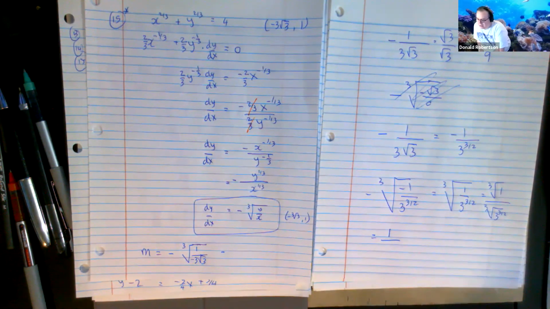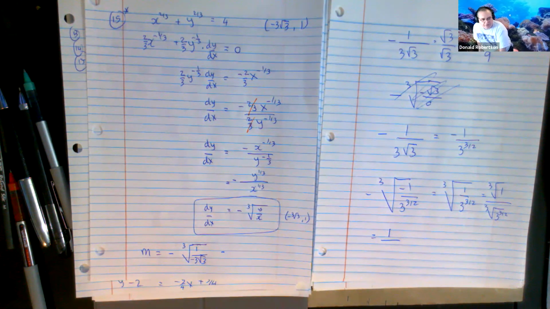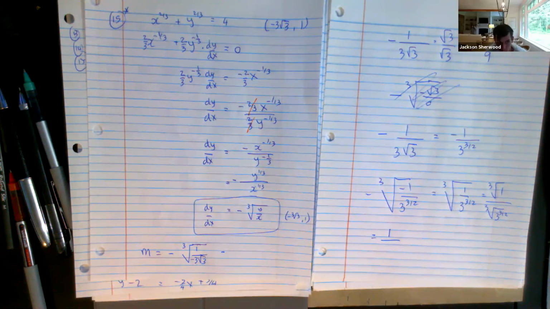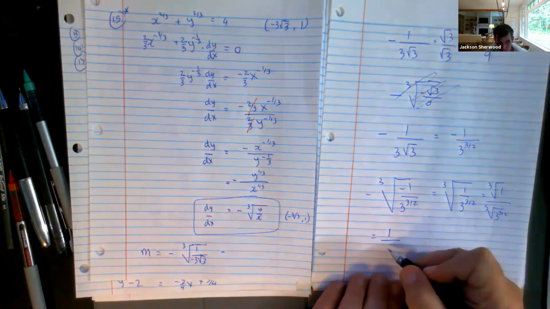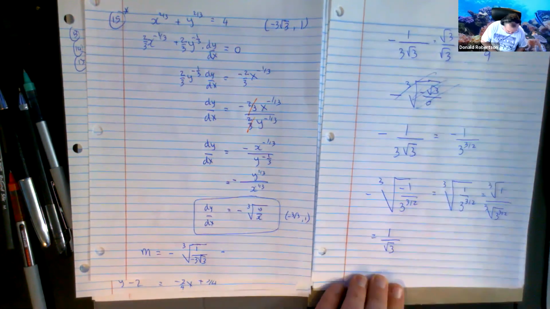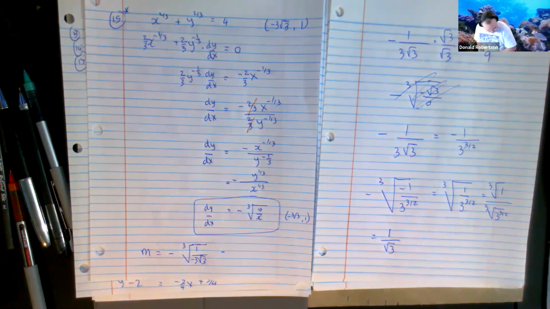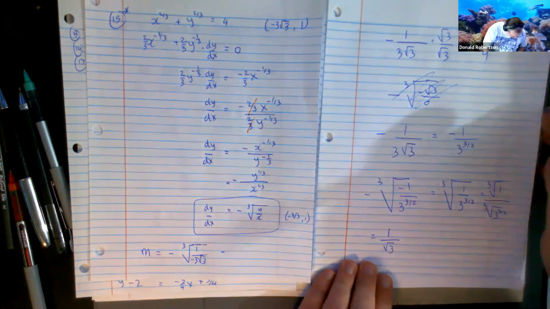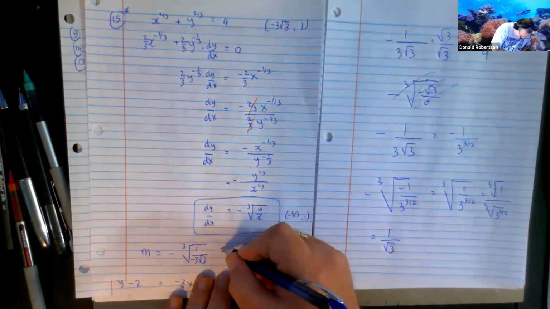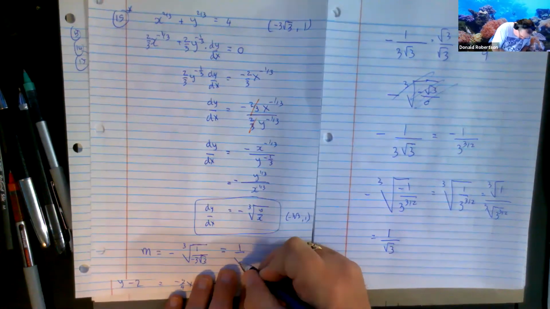It's actually not that bad. The cube root of 3 to the power of 3 halves is the square root of 3. I can live with that. Would you agree 1 over square root of 3 is not that bad? I could live with it. So I'm just going to live with that. So we now know that the slope is that guy.